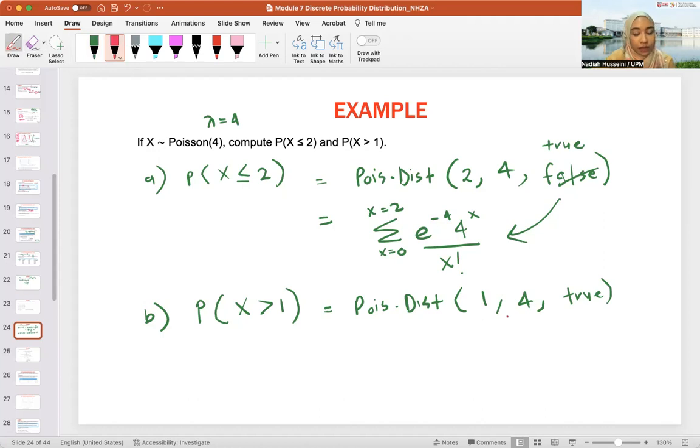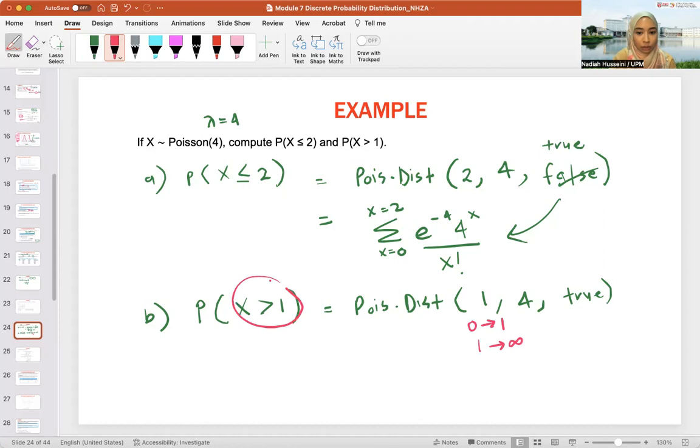We're talking about cumulative, right? So does it go from 0 to 1, or does it calculate from 1 to infinity? What does it calculate here? In this case it should be 0 to 1. So it calculates 0 to 1 if you put in 1, right? So is this correct?